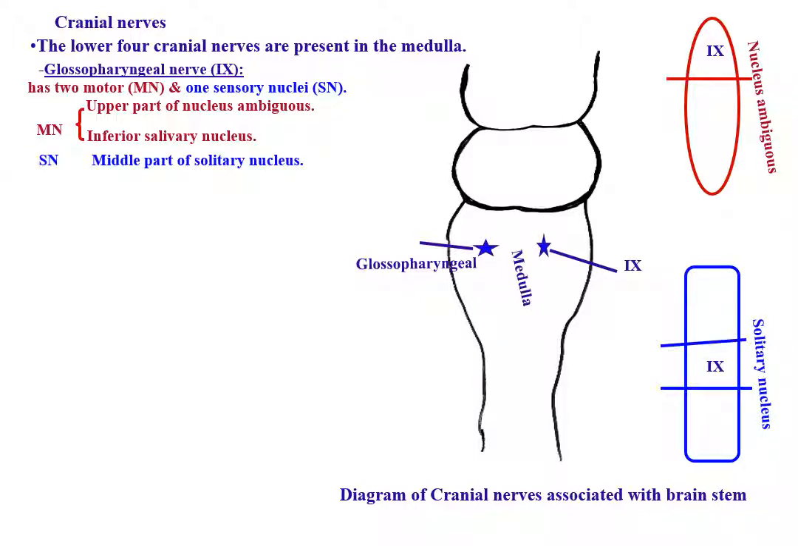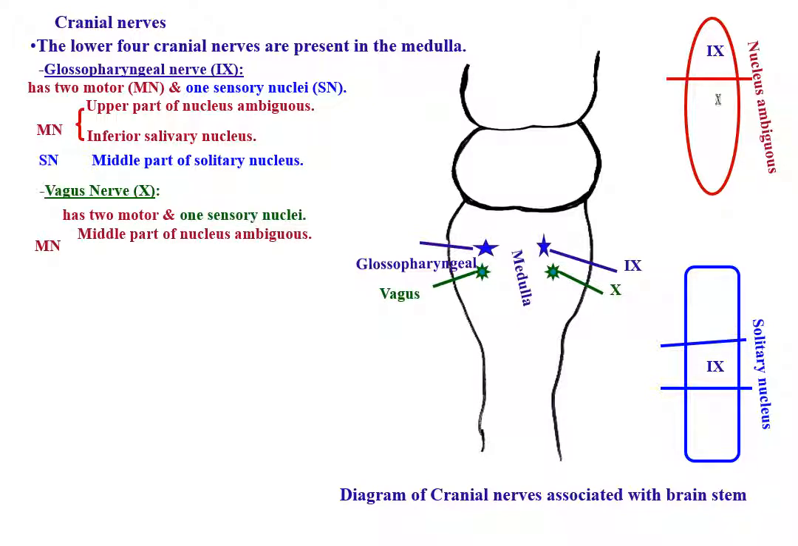The vagus nerve, which is number 10, has two motor and one sensory nuclei. Motor nuclei are the middle part of the nucleus ambiguus and the dorsal motor nucleus. Sensory nucleus is the lower part of the solitary nucleus.